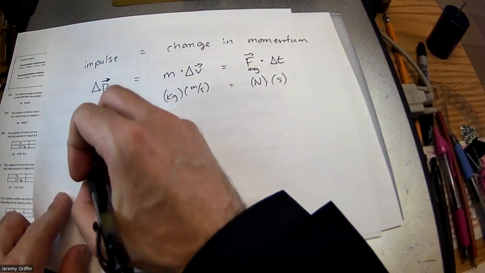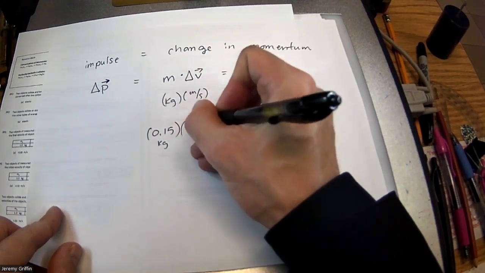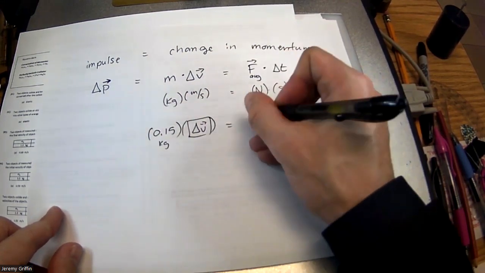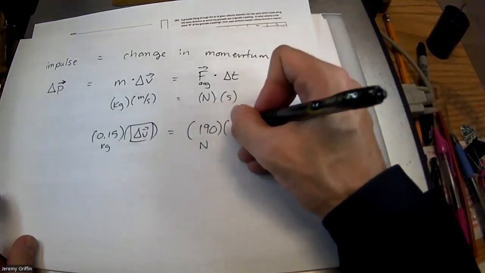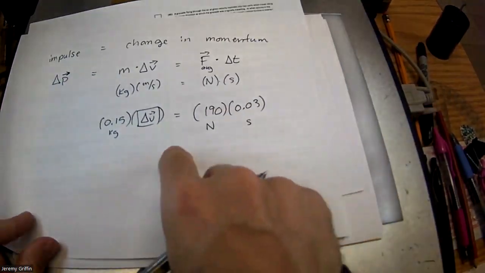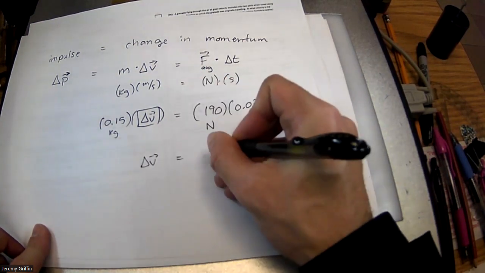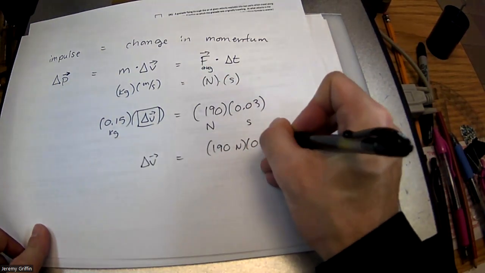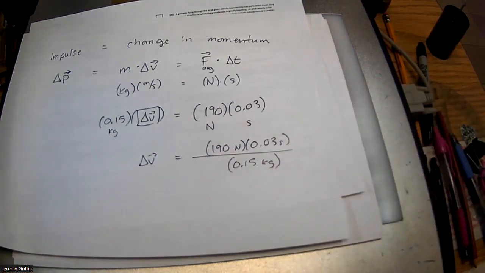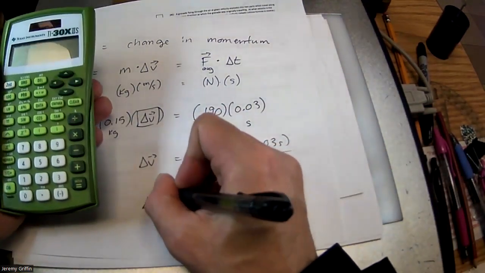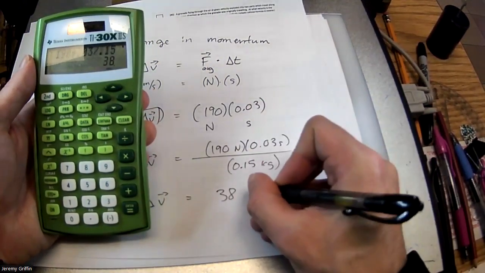So I'm solving for delta V. I've got a mass of 0.15 kilograms, and I'm solving for the change in velocity of the ball. And I know the force. Now this is an average force, and a time interval which is a tiny fraction of a second. Then you can solve that. The one step you need is just to divide down the mass. So delta V is 190 newtons times 0.03 seconds, divided by 0.15 kilograms. Let's see what the change in velocity of that ball is. 190 times 0.03 divided by 0.15 is 38 meters per second.